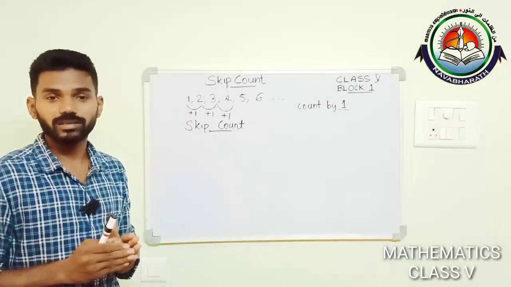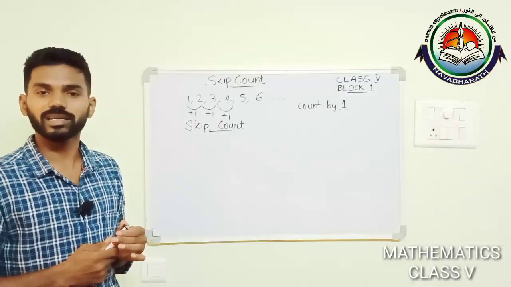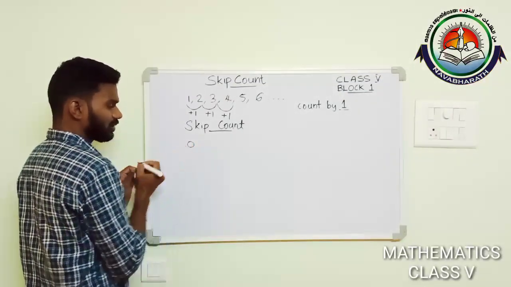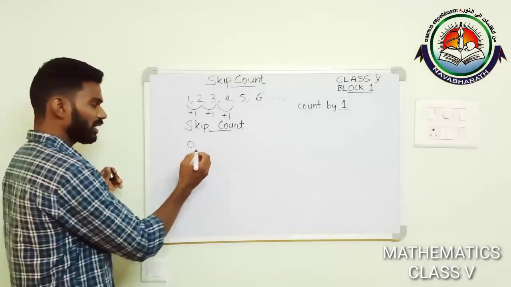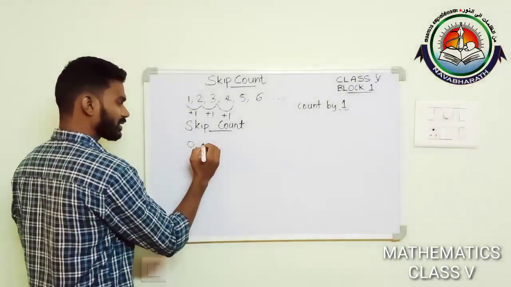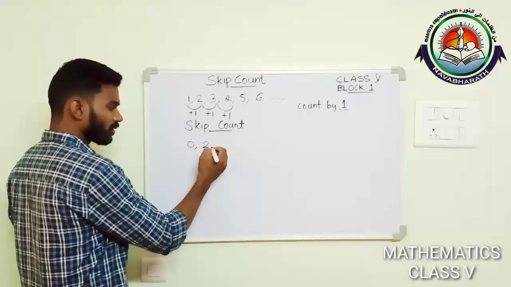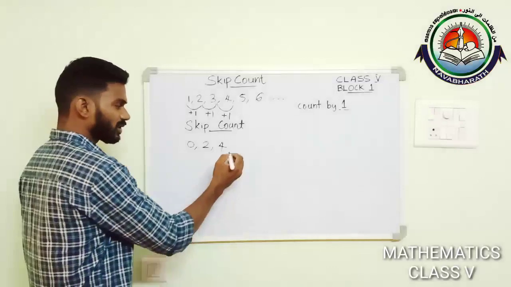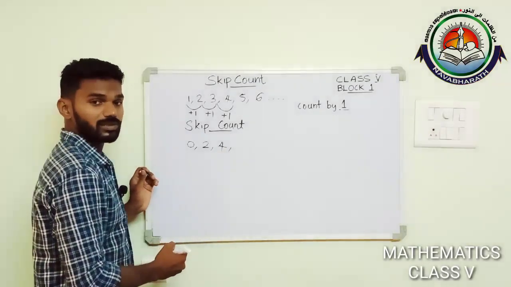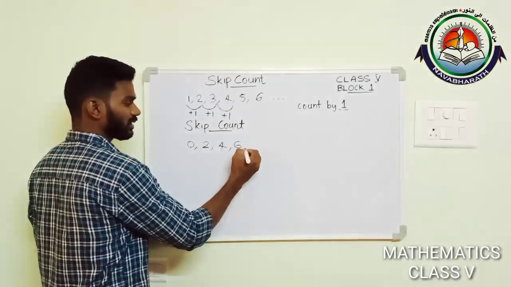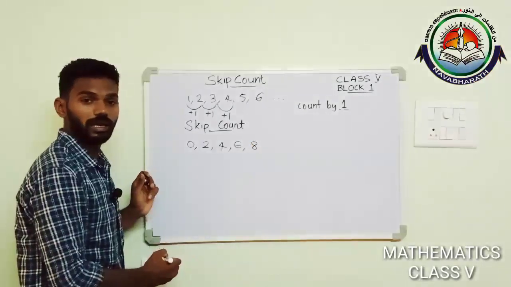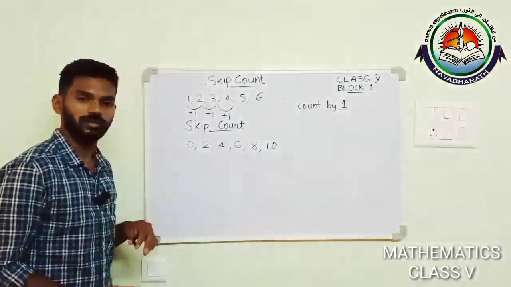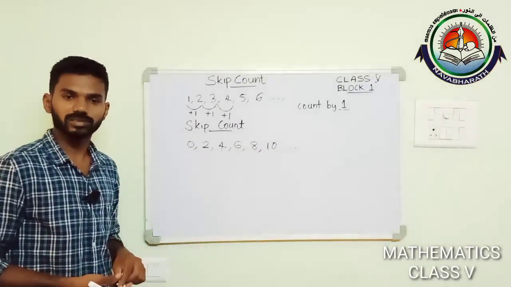We can clear it up by taking an example. Suppose here is a number 0. And now I am writing the next number as 2, the next number as 4. Now can you say what would be the next number? It would be 6. Then it would be 8. Then it would be 10, etc. It would go on like this.